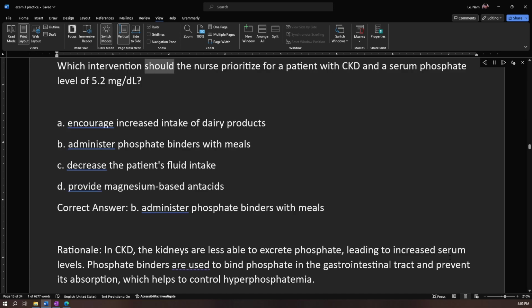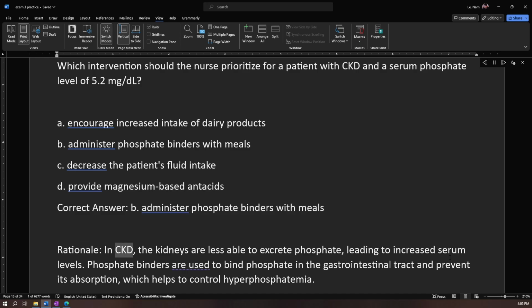Which intervention should the nurse prioritize for a patient with CKD and a serum phosphate level of 5.2 milligrams per deciliter? A. Encourage increased intake of dairy products. B. Administer phosphate binders with meals. C. Decrease the patient's fluid intake. D. Provide magnesium-based antacids. Correct answer: B. Administer phosphate binders with meals.